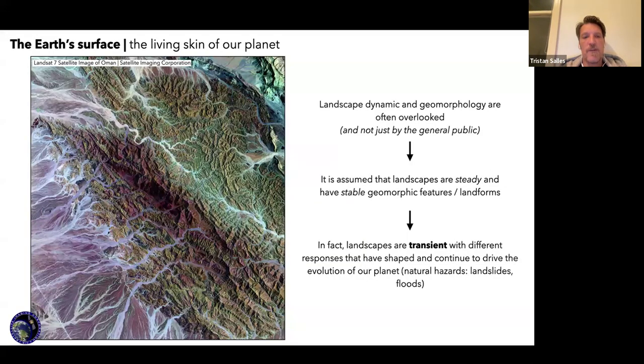In many of the approaches that have been used in the past, most of the time people have been looking at landscape as a kind of steady thing, stable geomorphic features, and especially when people have been looking at landscape in deep time, they have considered this landscape as pretty much static. In reality, and pretty much every geomorphologist knows that, this is a dynamic system, and it can evolve really rapidly and change, and it's transient by nature.